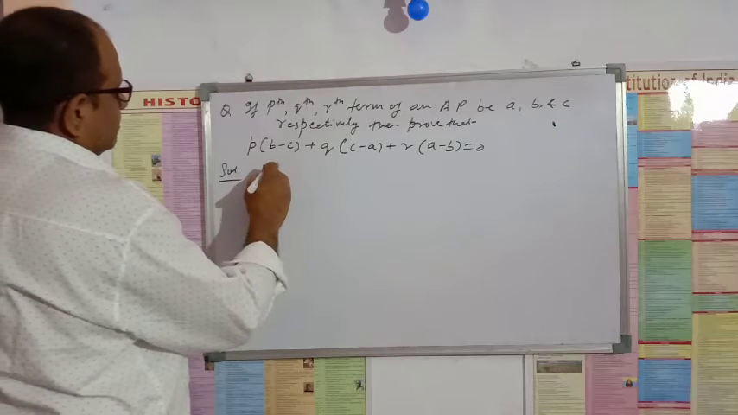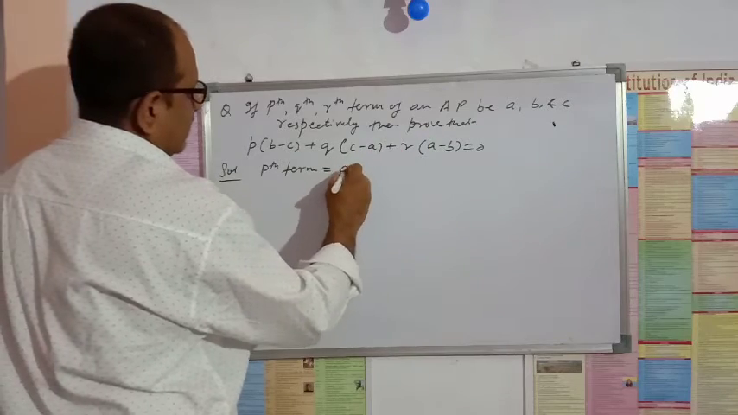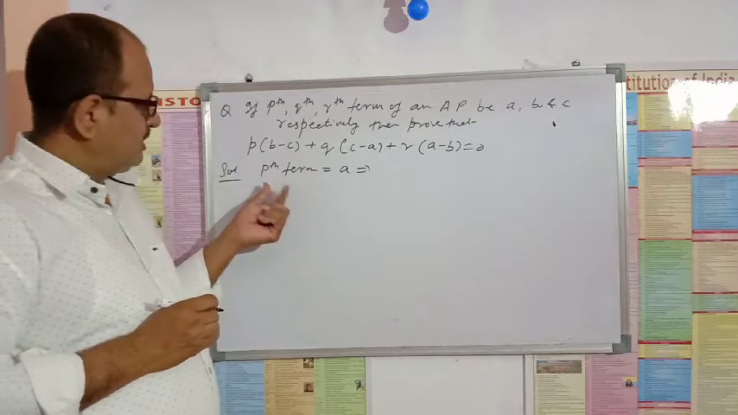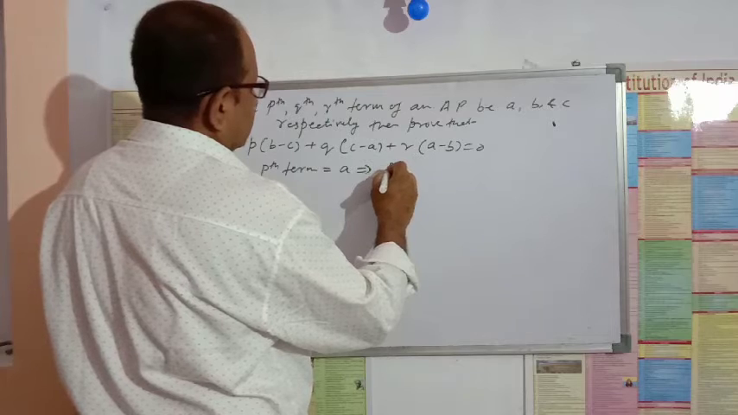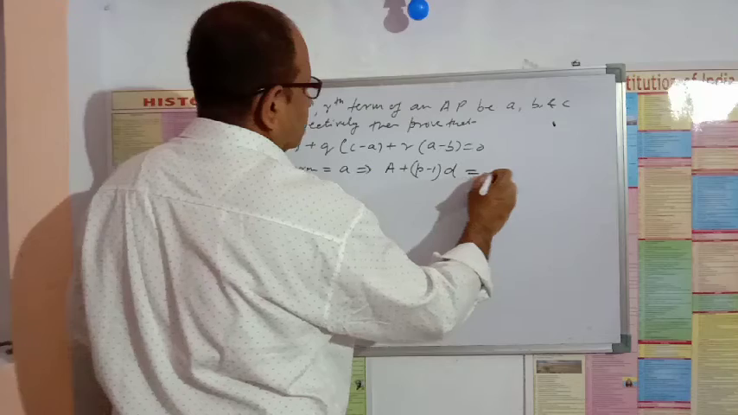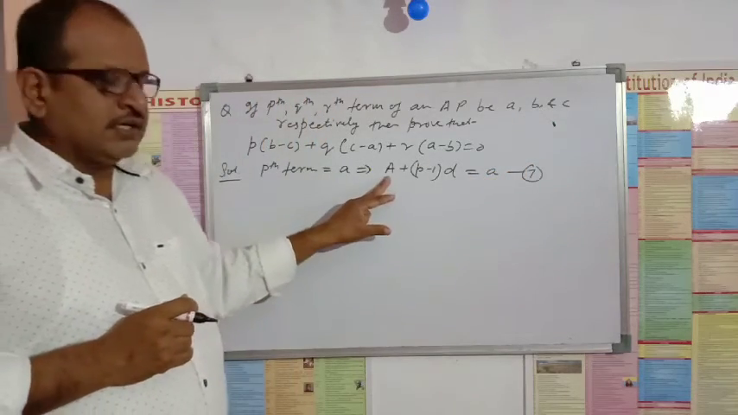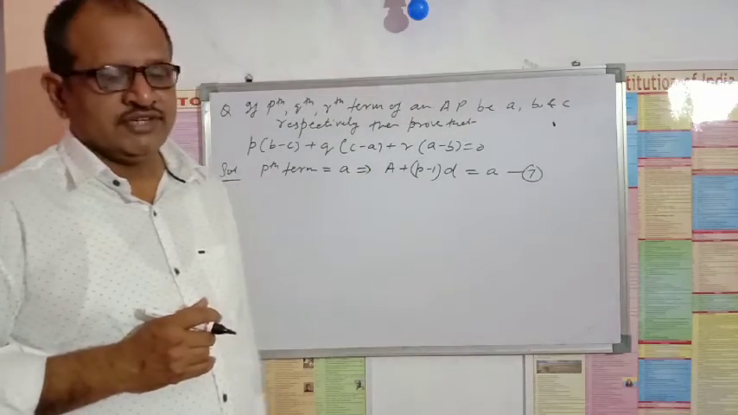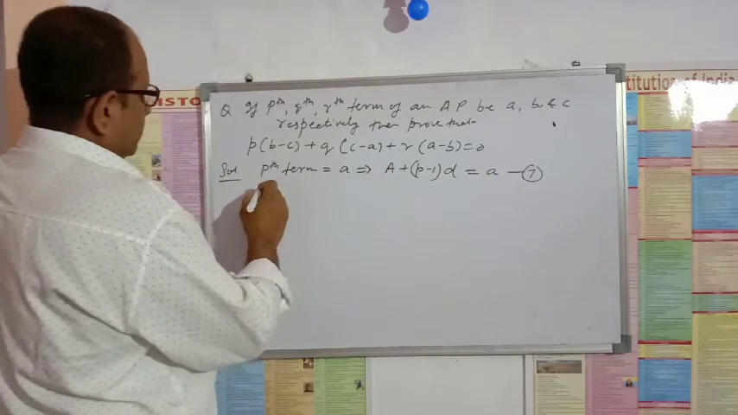Pth term is equal to what? We know that the nth term is A plus (n minus 1) into d. What is the pth term? Pth term is A plus (p minus 1) into d. This is equal to small a. Make it equation number 1. Here capital A is the first term of the AP and d is the common difference. Here small a is given, that's why I have taken the first term as capital A.